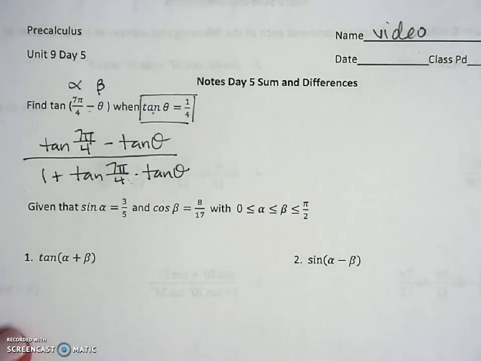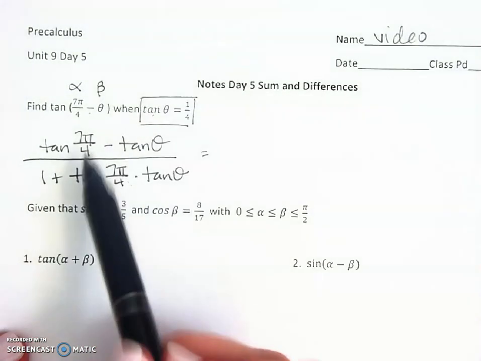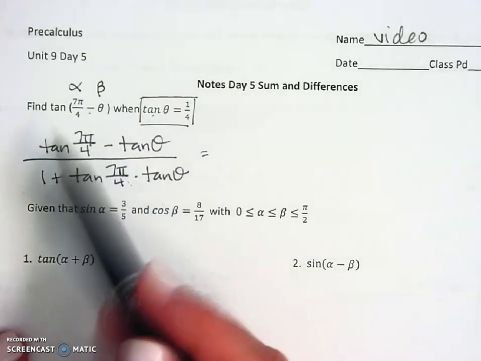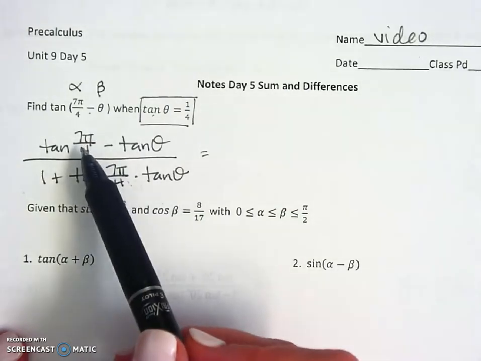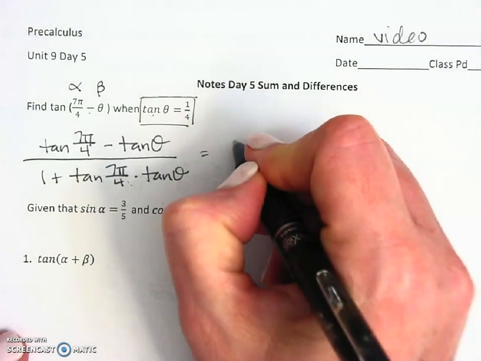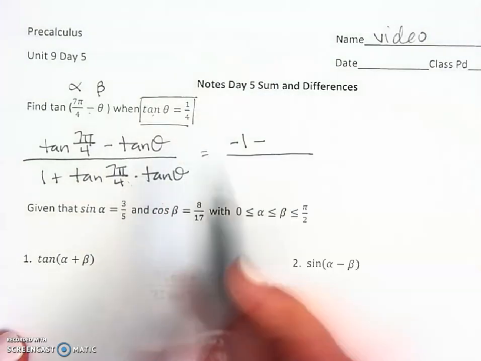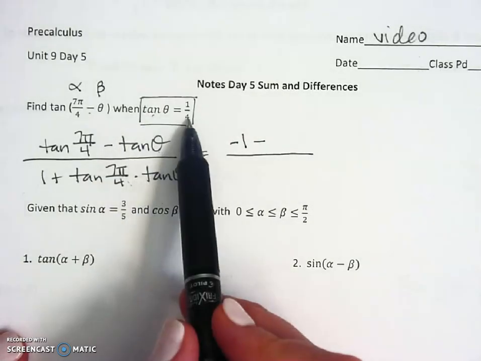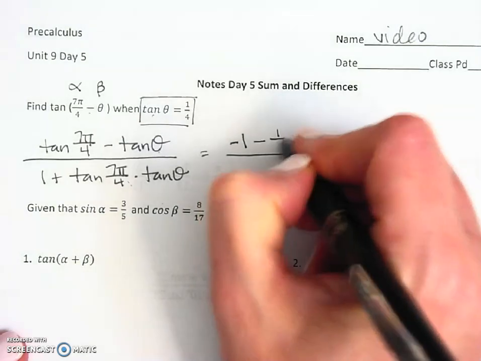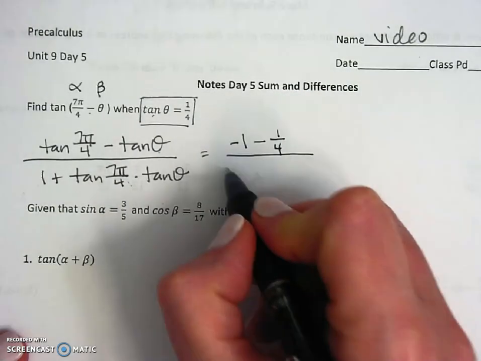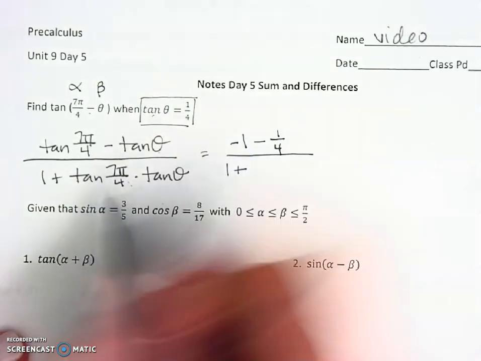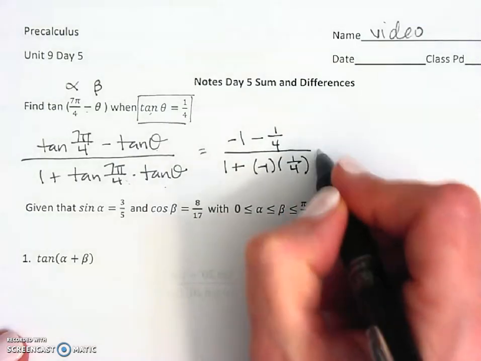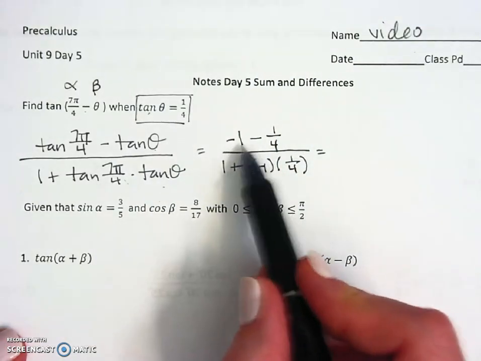All right, so now we're here. So for the 7 pi over 4s, we can go to our unit circle and read off the tangent value, which is -1. And then when we see tangent theta, because we don't know what theta is, but we do know that tangent theta is equal to 1/4, we just are going to plug that in for the tangent theta. And then on the bottom, I have 1 plus tangent 7 pi over 4, which is -1, times tangent theta, which is 1/4. So in the numerator, we have -1 minus a fourth.